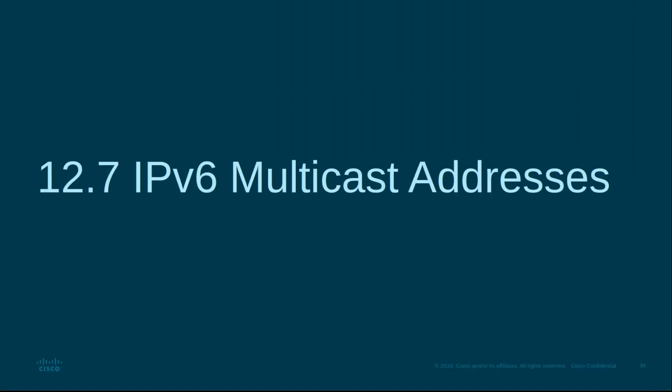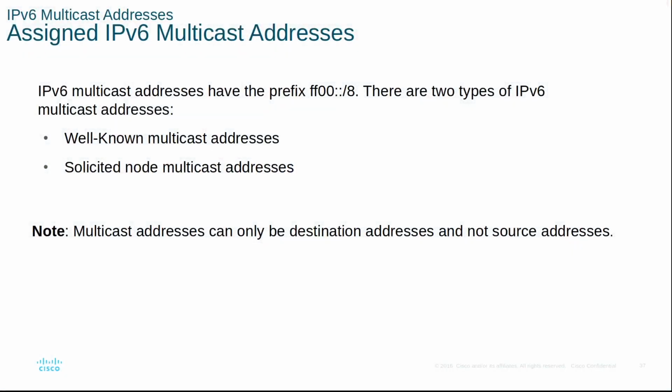Multicast addresses. There's a couple different types of multicast addresses that are used. Because, keep in mind, there's no broadcast addresses, right? Multicast addresses in IPv6 have the prefix FF00::/8, and there's two types, well-known and solicited-node. Multicast addresses can only be the destination address. They can never be the source.